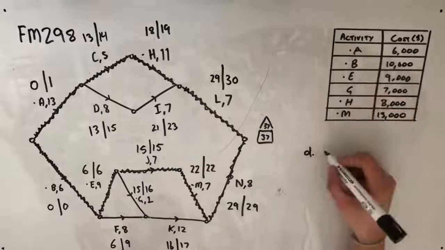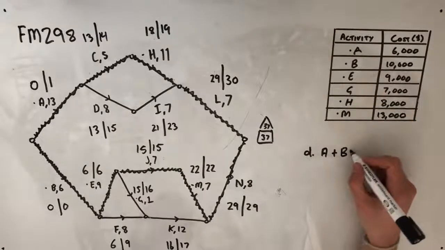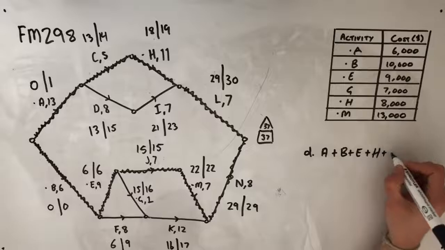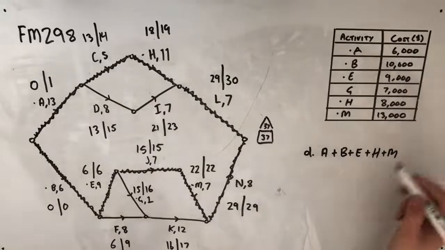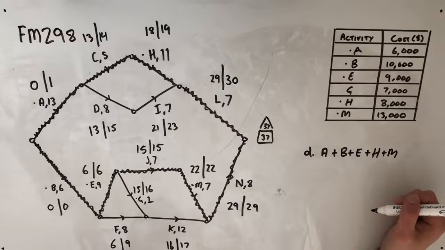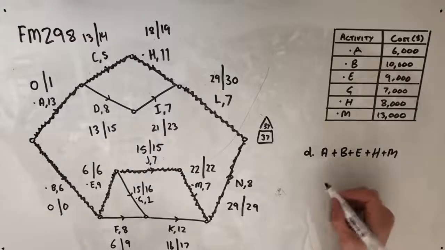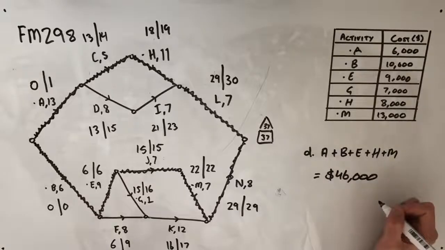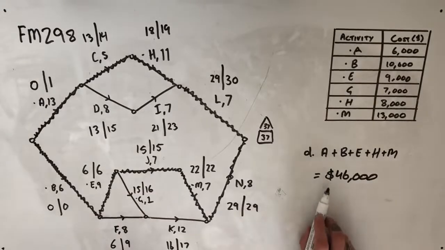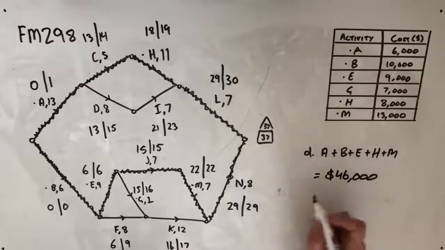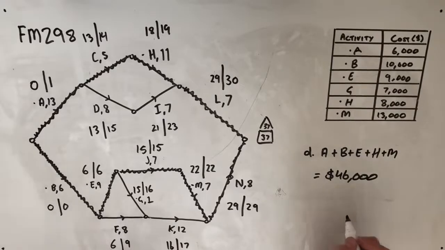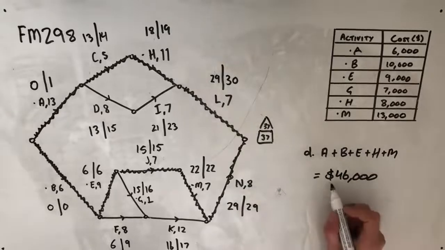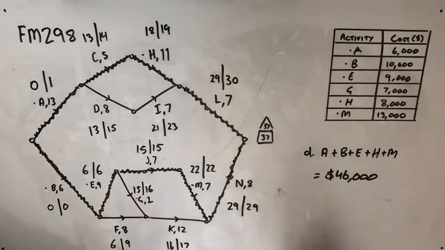So the activities that we ended up reducing were A, B, E, H, and M, which, if you take the values that are associated with reducing each of those activities by 1 day, you end up getting an answer of $46,000. Once again, including that dollar sign there is important. Writing down 46,000 isn't good enough, because we're asked what the minimum cost is, and it's not specified that we're looking for an answer in dollars, so it's important to include that dollar symbol in your answer to part D.